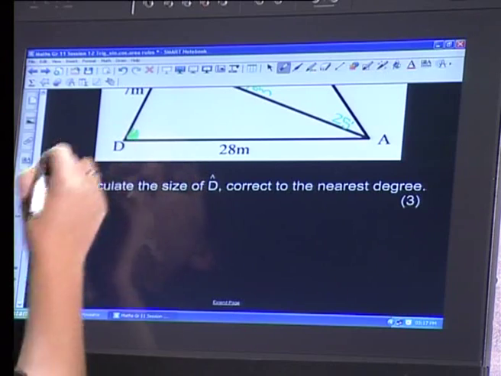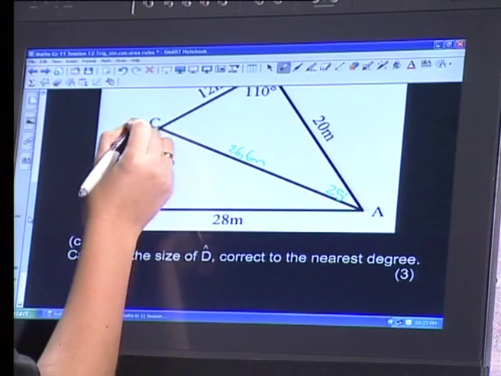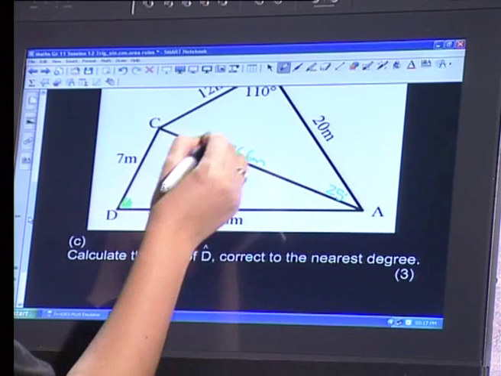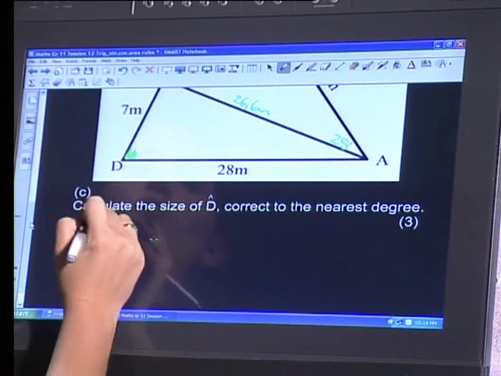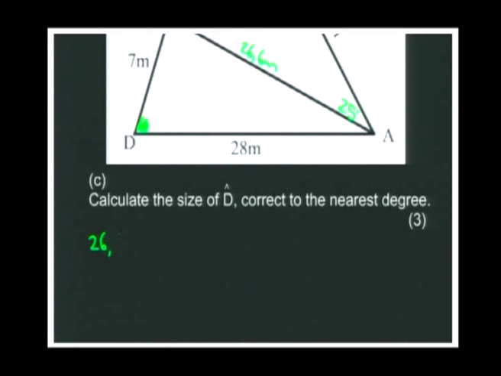Because I want to find angle D, that means my subject of the formula is going to be this side over here, AC. And again, we're going to be using that value. So I'm going to start off with 26.6 squared is equal to 7 squared plus 28 squared minus 2 multiplied by 7 multiplied by 28. And that's going to be cos of the angle that I have, which is this one in the middle. I'm going to call this cos D, and it's my unknown.